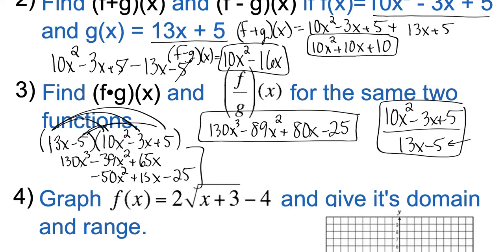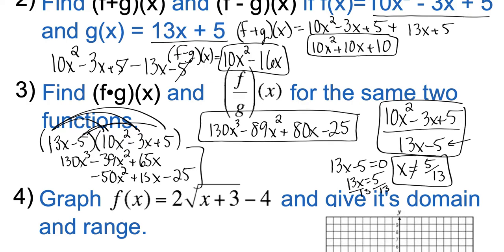So you look at the bottom, set it equal to 0, and figure out what you cannot plug in. So 13x minus 5 equals 0. We're going to add 5. You get 13x equals 5. Divide by 13. So then that tells me x, if I wanted to get a 0 down there, x would be 5/13. But we cannot have that because we cannot have a 0 in the bottom. So this is the domain restriction that goes along with that question. Okay, so you have to have the division piece as your answer along with the domain restriction.